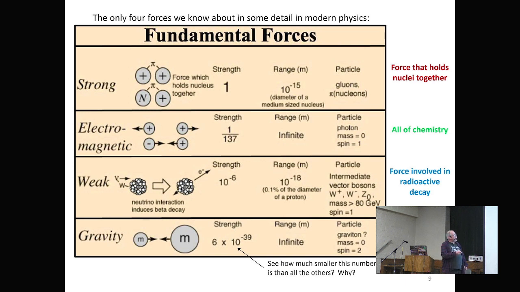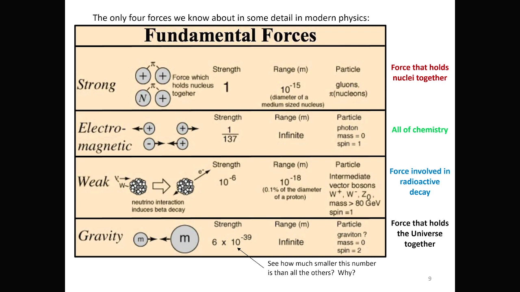These gluons and things, we don't see them outside nuclei or far away from the particles in the nucleus. So electromagnetism, that's all of chemistry. The electrons that orbit around the nucleus, those are what interact to produce all of chemistry. The weak force is the force that's involved in radioactive decay.